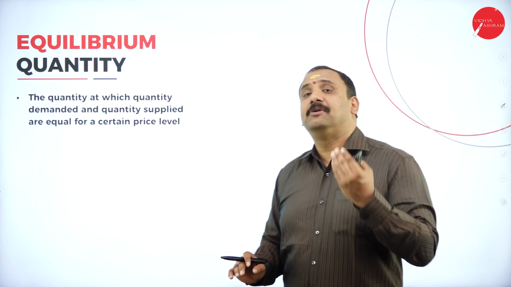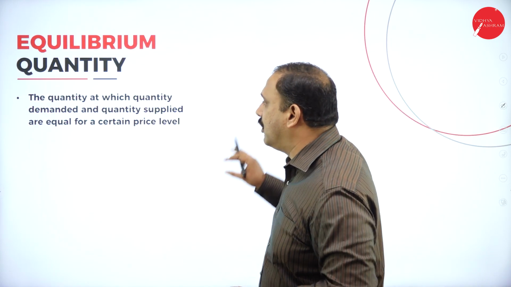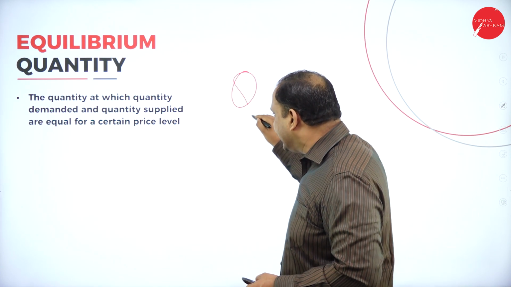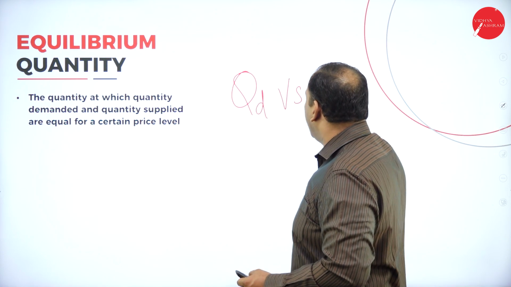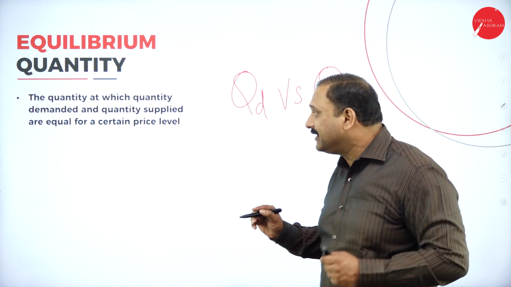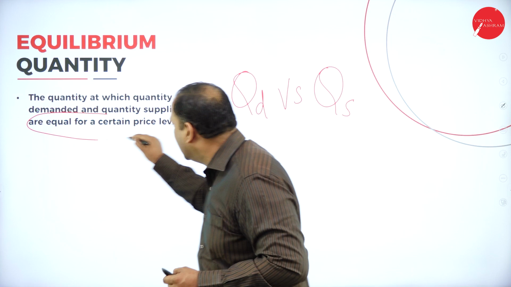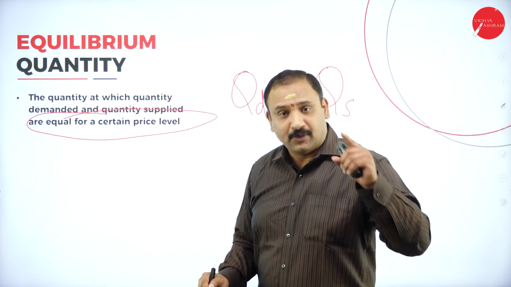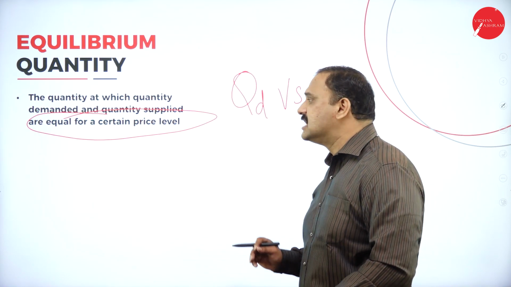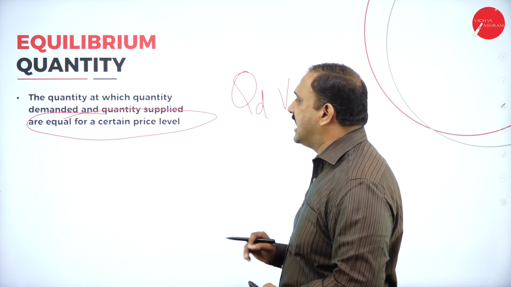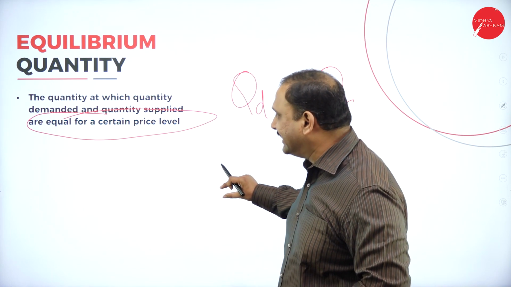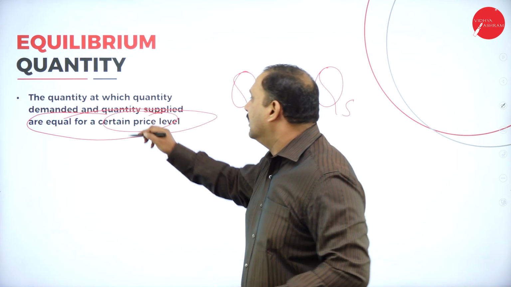Moving further, equilibrium quantity. Now, quantity is also something which will be pre-decided. That means quantity demanded versus quantity supplied. These two factors are very important for us. So what we try to do here is look at them for a certain price level. Assuming that you are going to buy apple or orange or wheat or rice, what we try to understand here is the quantity at which the quantity demanded and the quantity supplied are equal for a price level.